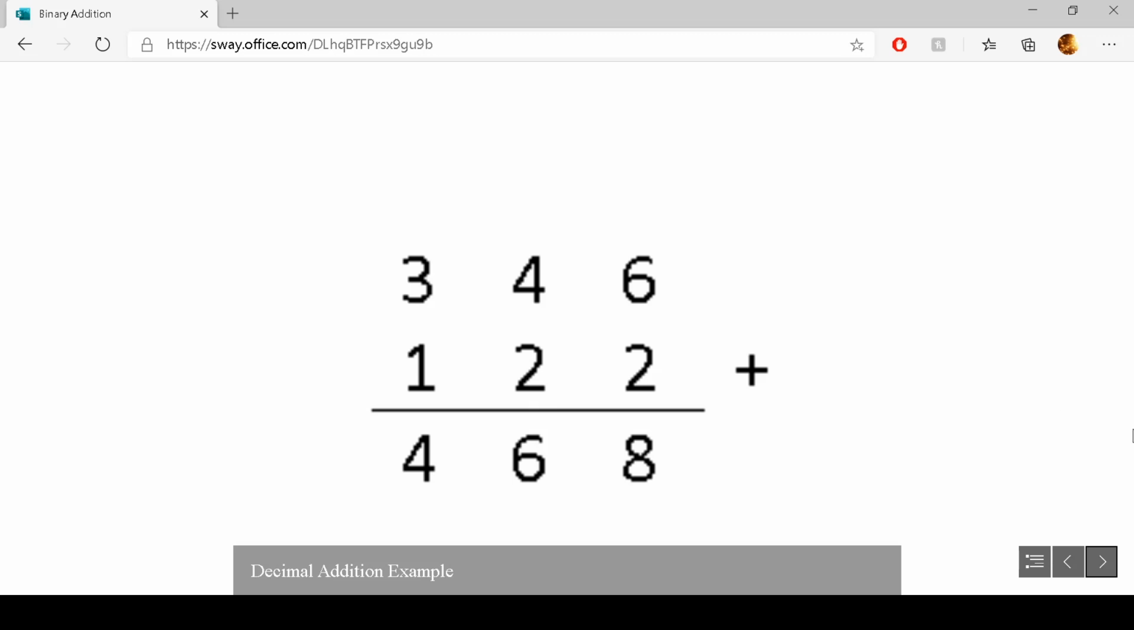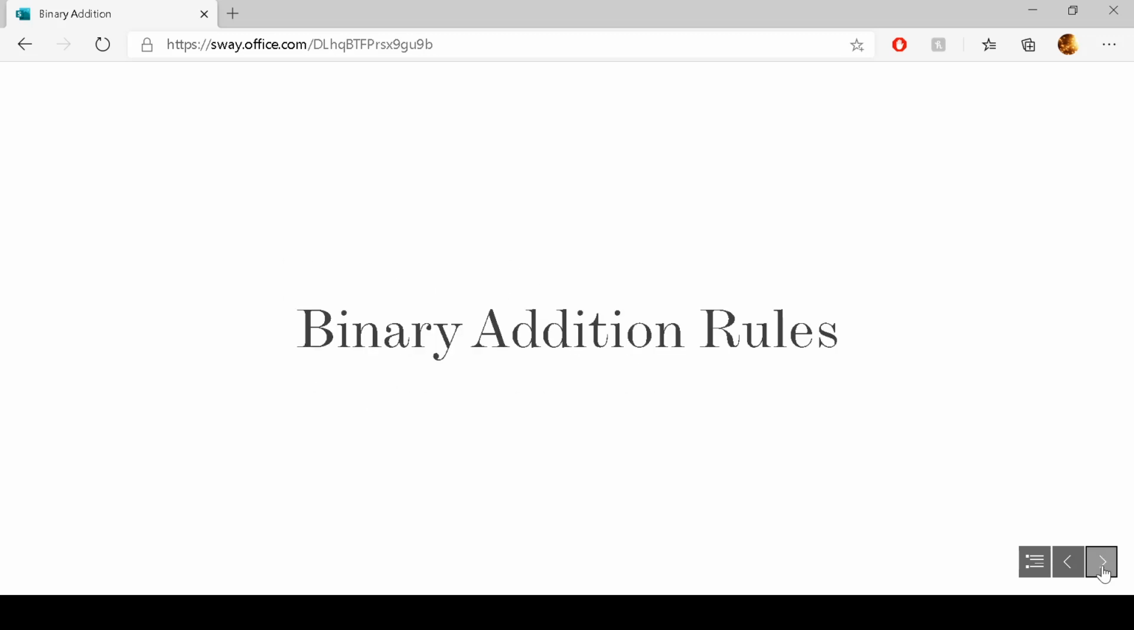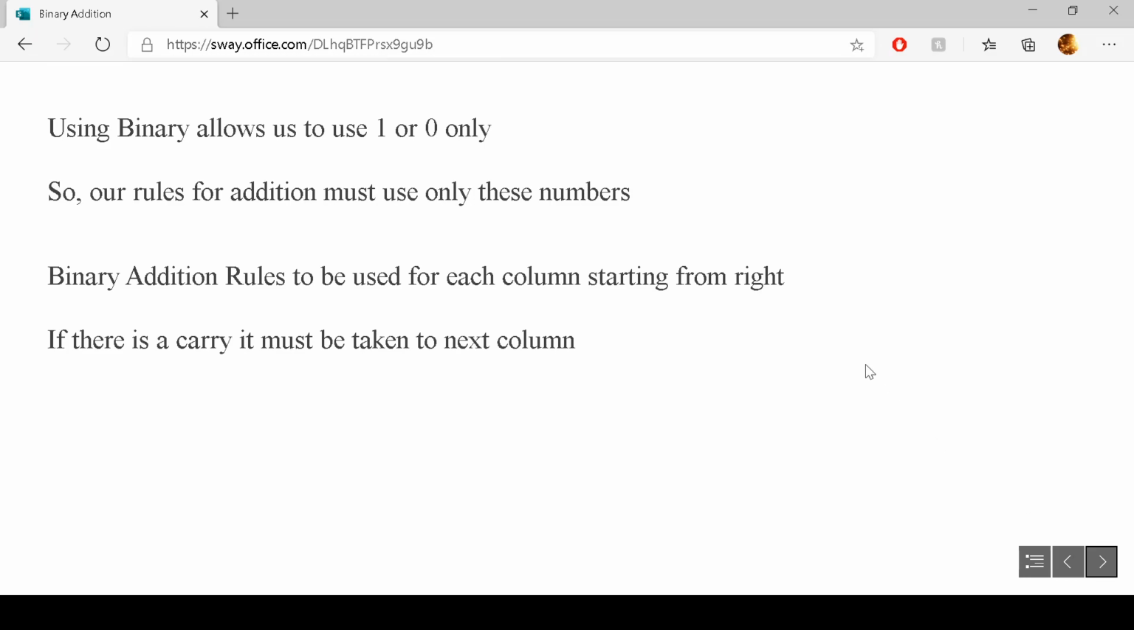We use the exact same principles for binary addition. The first thing that we have to do though is we have to look at the rules for binary addition. Because binary only allows us to use 1 and 0, we can only have 1 and 0 in each of the columns. Binary addition rules start from the right hand side, so exactly the same as decimal, and if there is a carry it must be taken to the next column, which is the same as decimal.